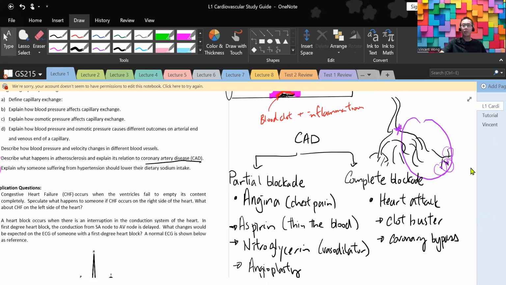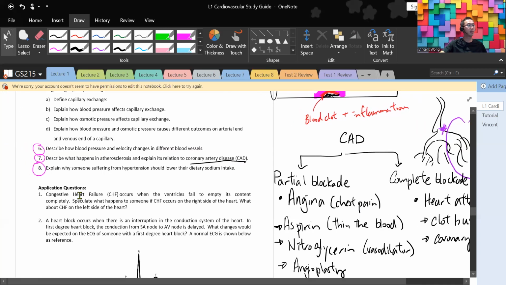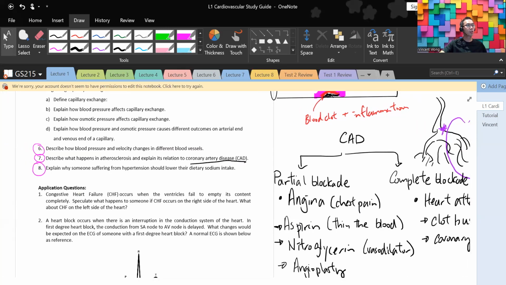So as we age, sometimes it's normal to have a little bit of blocks at the end, but we definitely do not want them happening very early on in the branch, because it could affect a much bigger area. So that's CAD there. Hope that answers your question.